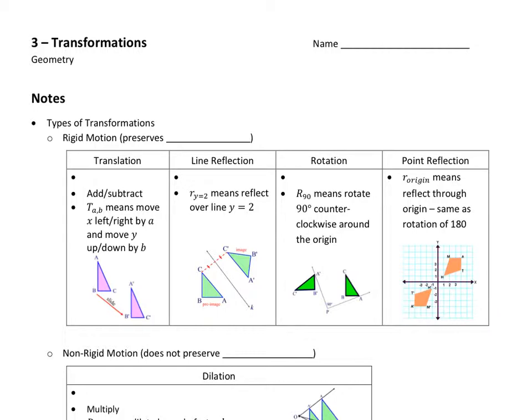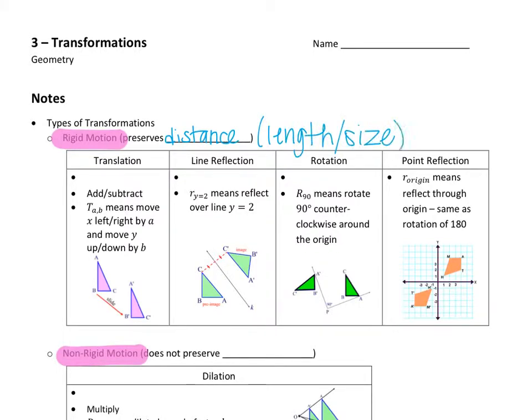One is a rigid motion and then the other one is a non-rigid motion. So rigid motions preserve distance, or in other words, length or size. Meaning once we perform a transformation such as a translation, reflection, rotation, distance or size is preserved. The shape that's being transformed does not get bigger nor smaller. It stays exactly the same.